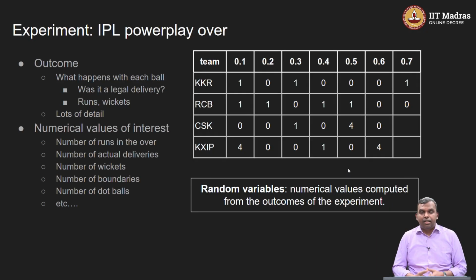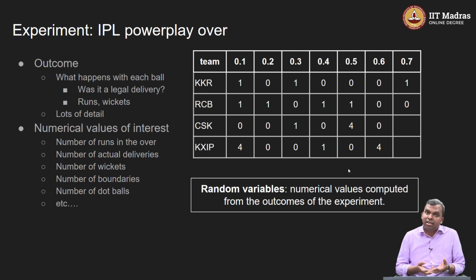So I'm going to motivate the idea of a random variable and why you need it. Let's go back to this experimental setting of the IPL power play over, right? So we've been thinking of one over of an IPL power play innings as our experiment. And if you look at what happens in a power play over, there are so many things that can happen. So here in this little table, I've shown you the first over of a few games and a few teams that played it, and you can see there are several deliveries.